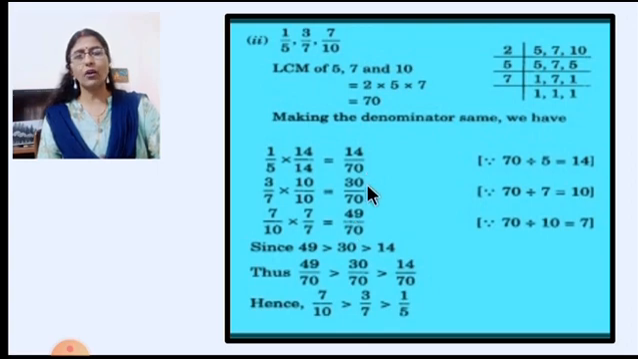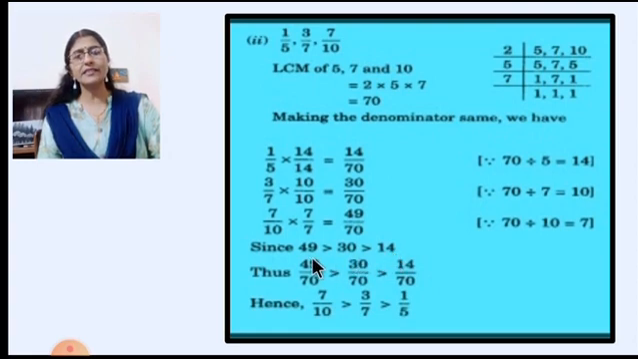So once we get all of them, you can see here all of them have the same denominators. So now we are going to just compare the numerators. Which one is bigger? 49. So we'll write first 49 and then 30 and then 14. So they are arranged in descending order.